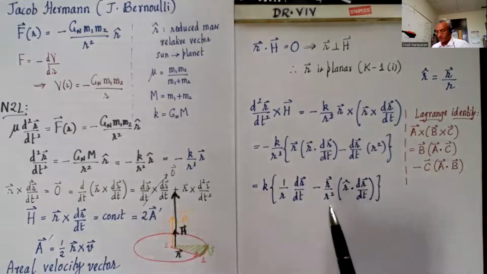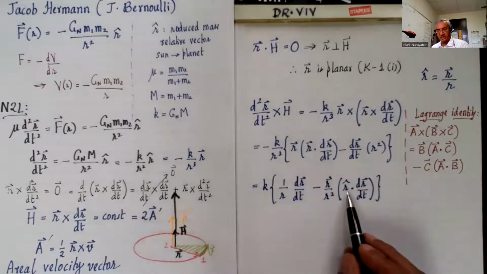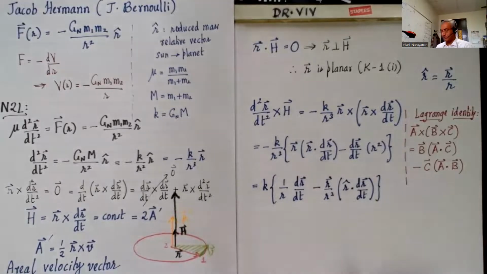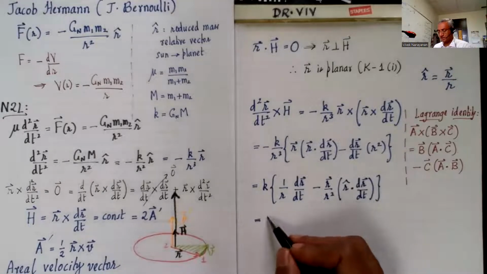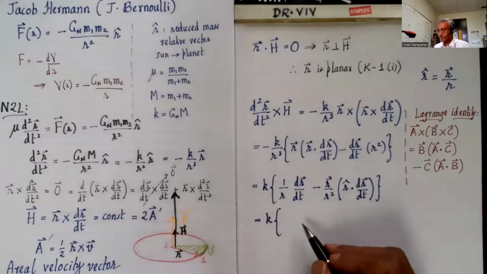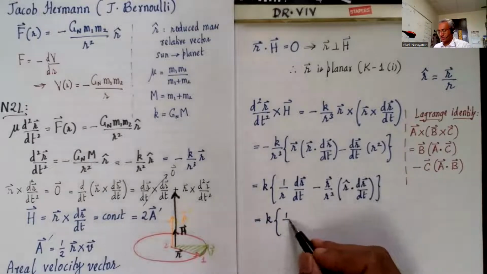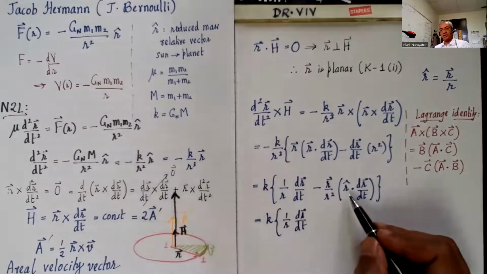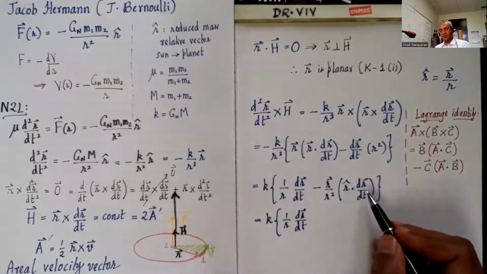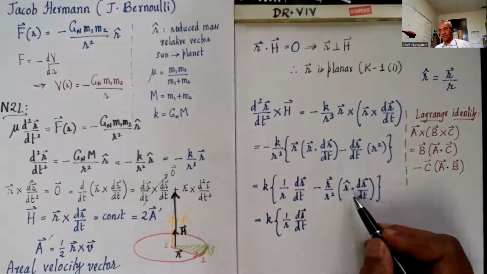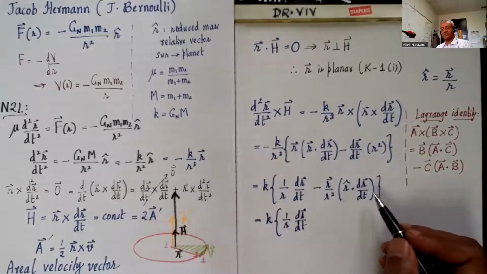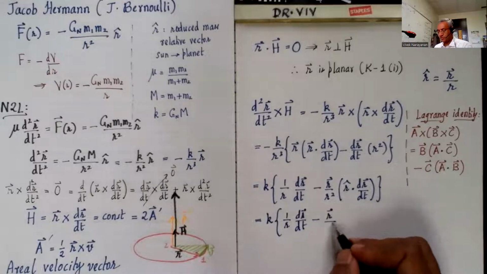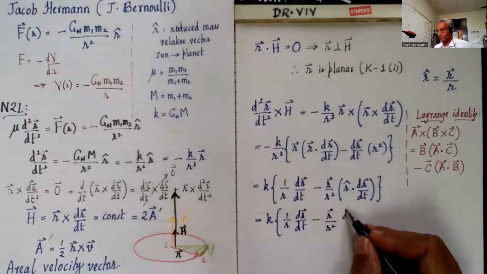So again, what I've done is I've taken one factor of r and made this a unit vector while I've kept everything else the same. So let's look at this. That's going to be k times 1 over r dr by dt. Now let's look at the second term. dr by dt is the total velocity. When I do r hat dot that, I just get the r component of the velocity. So that's going to be r over r squared times dr by dt.